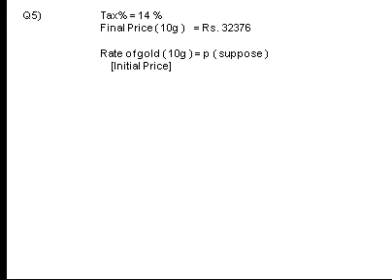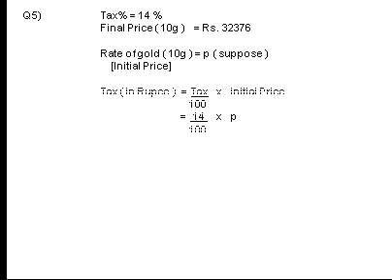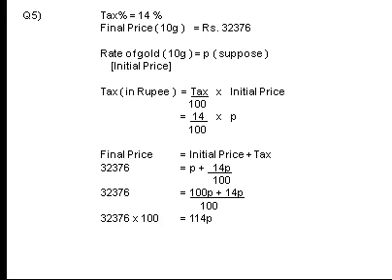So what we have to do, we have to simply find the initial price. So it becomes very similar to question number 2. We have to find the tax in rupees. I have assumed the initial price to be P, so it will come in terms of P. Then we are going to use the formula final price is equal to initial price plus tax. Substituting the values, the value of P will be calculated from the equation and that will become our final answer. I hope you are able to understand.